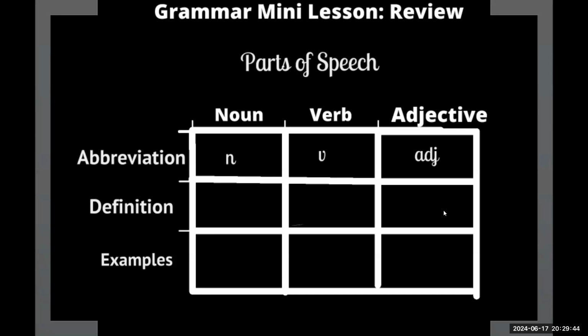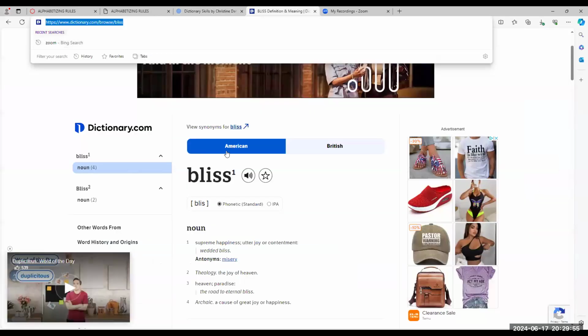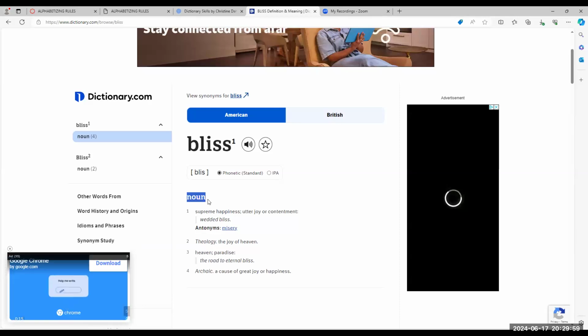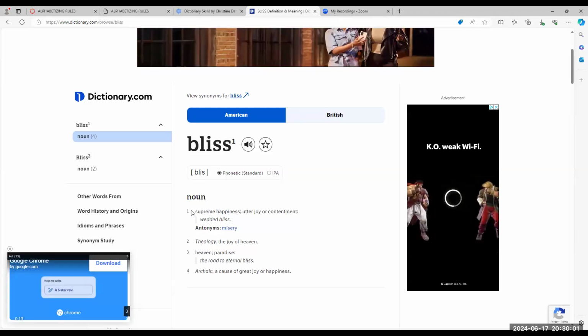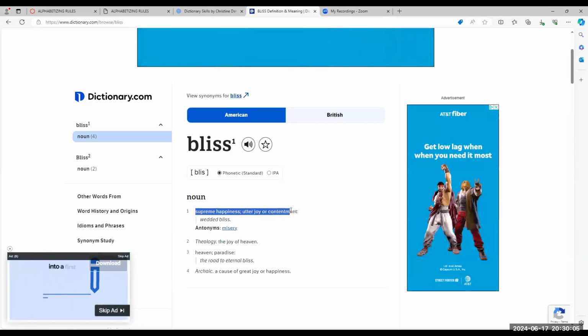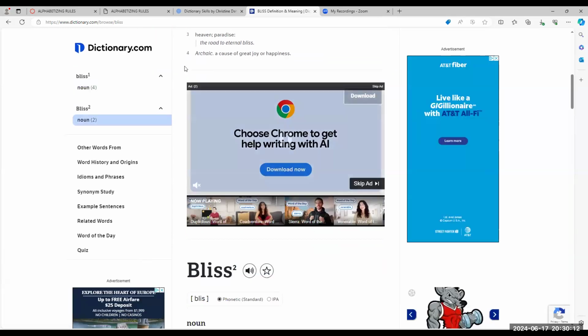Okay, so these are things that you'll find in every entry, and we'll see that if we go back to our dictionary.com page. There it is. This is it. Okay, what do we see? We have the part of speech. We have the meanings. Okay. And we have a brief example.